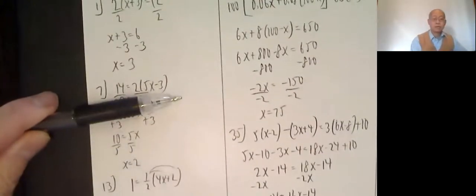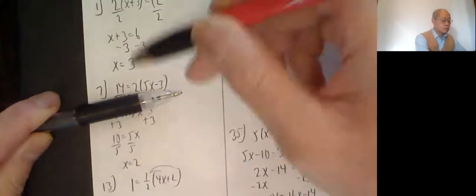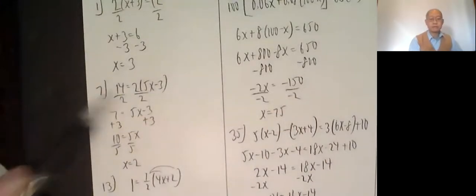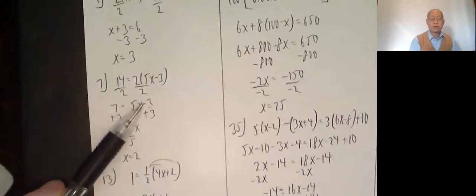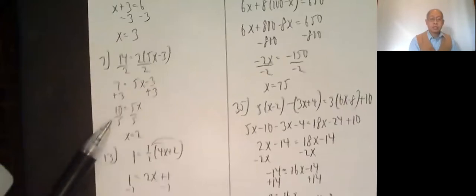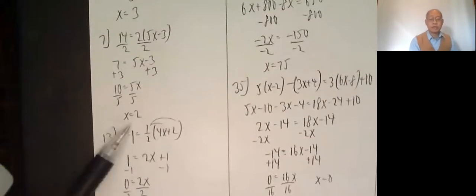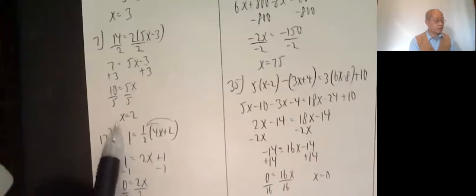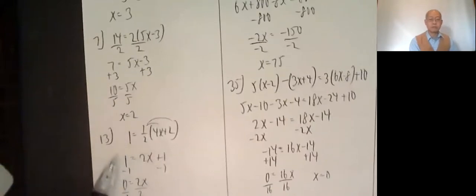Same thing for 7. 14 equals 2 times 5x minus 3. You could distribute, but in this case it's easier to just divide by 2. 7 equals 5x minus 3. Add 3 to both sides. 10 equals 5x. Divide by 5. 2 equals x, or x equals 2. And normally we prefer to have the variable on the left-hand side.